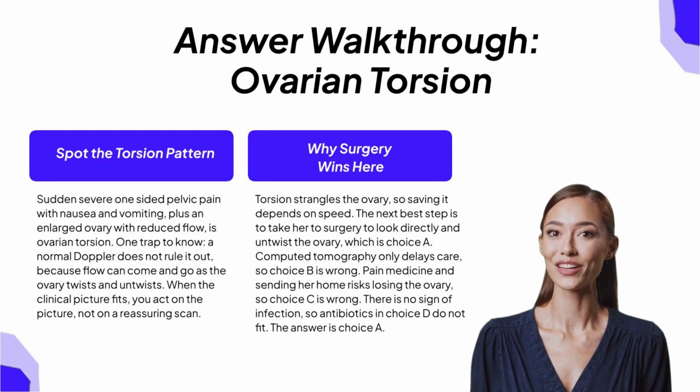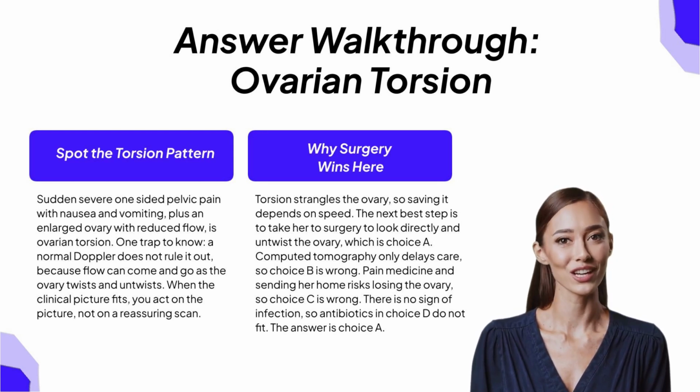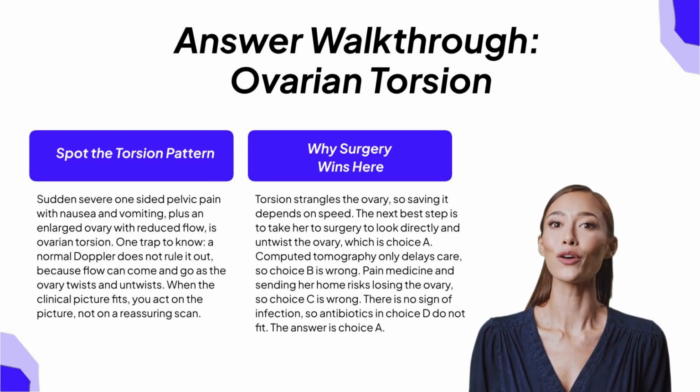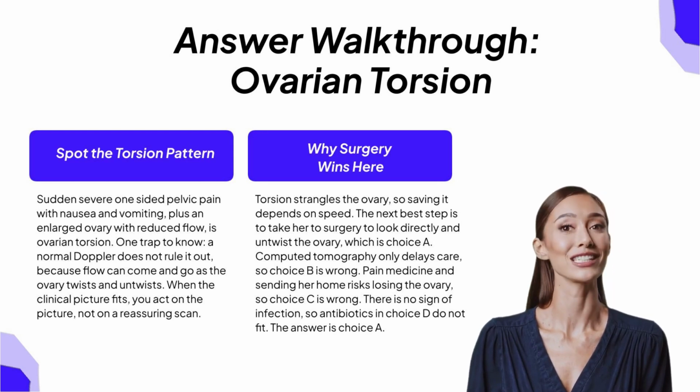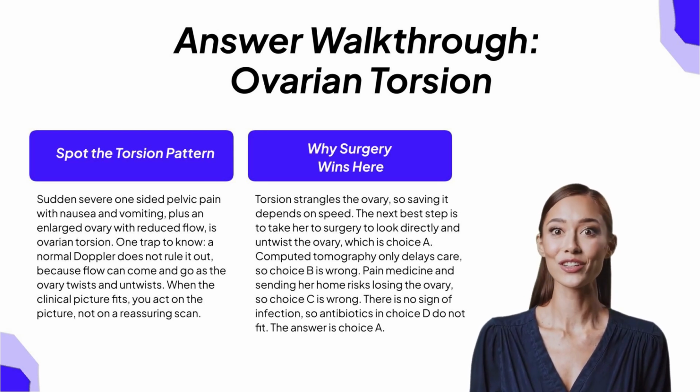Second, understand why surgery wins here. Torsion cuts off the blood supply to the ovary, and the longer it stays twisted, the more likely the ovary dies. Saving it depends entirely on speed. So the next best step is to take her to surgery to look directly and untwist the ovary, which is choice A. Now eliminate the rest.